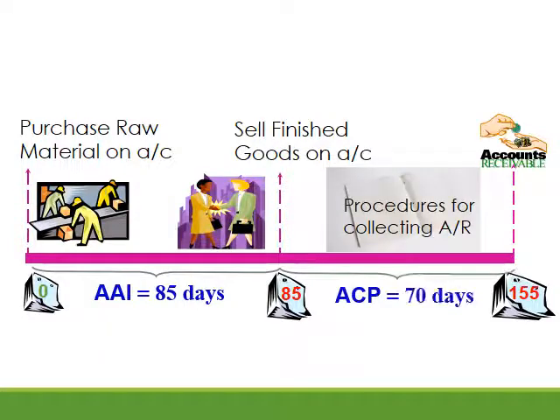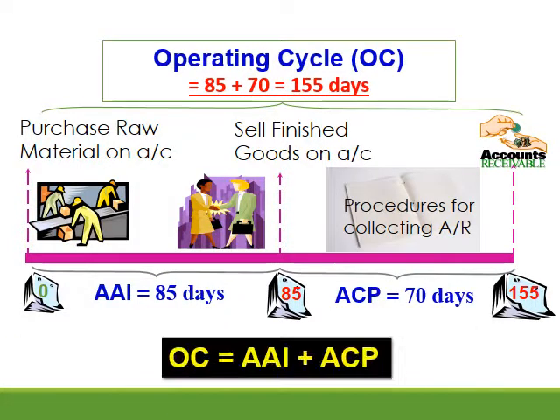Next, it took another 70 days to collect the money back from the accounts receivable. So this is your average collection period, ACP, 70 days. Adding up the total, 85 days plus 70 days gives you 155 days. This is your operating cycle. So from this we know that OC equals AAI plus ACP. Any questions so far?